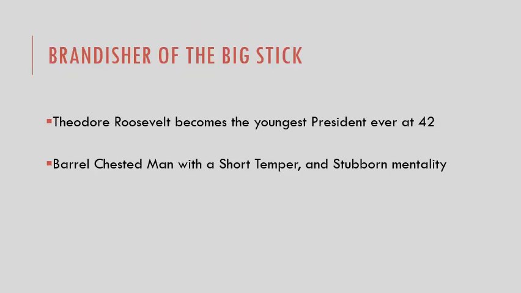Teddy Roosevelt will become the youngest president at 42. He was expected not to ever become president. He was thrown in there as vice president because they did not want him as governor in New York, causing all these changes. And Theodore, barrel-chested man, very short temper, stubborn, likes to get his way or else.